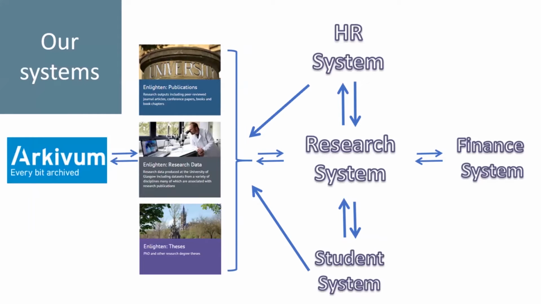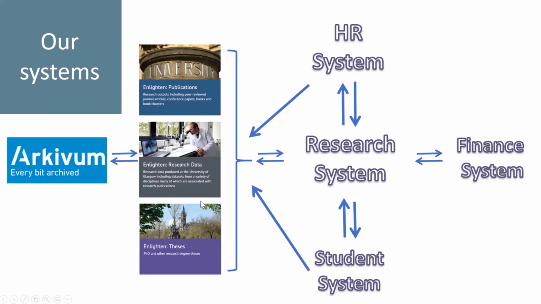So this is just an overview of our systems. These are the Enlightened repositories that we have at Glasgow. We have Enlightened research data, which is backed up with storage from Archivum at the moment. We have Enlightened publications, which is our publications repository, and we have Enlightened theses. All of these run on the ePrints software platform, and we have them fairly well connected up. So we have a research system that can talk to our HR system and our student system, and all of these systems will also talk to the Enlightened repositories.